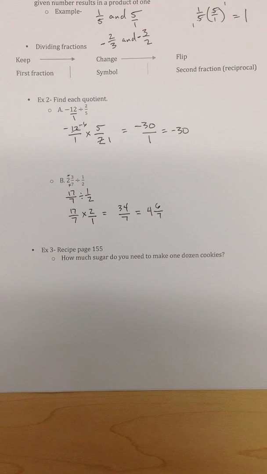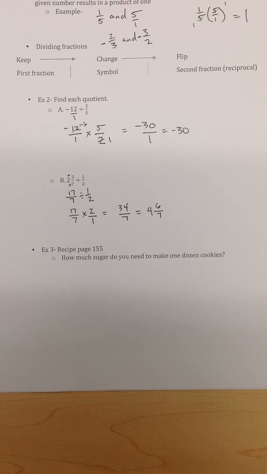Alright, next thing here, we've got example 3, which we're going to go off of the recipe that's on page 155. So they've got a recipe there for raspberry almond cookies, and it says we're supposed to have 1 cup of butter, 2/3 cup of sugar, half a teaspoon of almond extract, 2 cups of flour, and half a cup of raspberry jam. And this is going to make 2 dozen cookies.